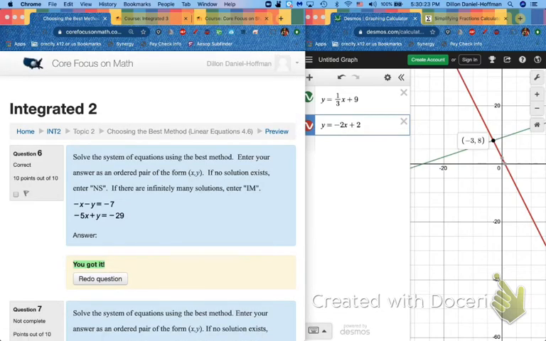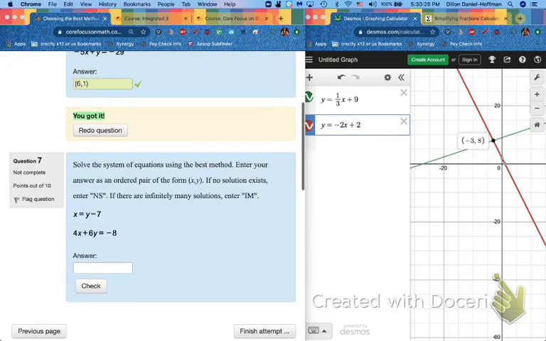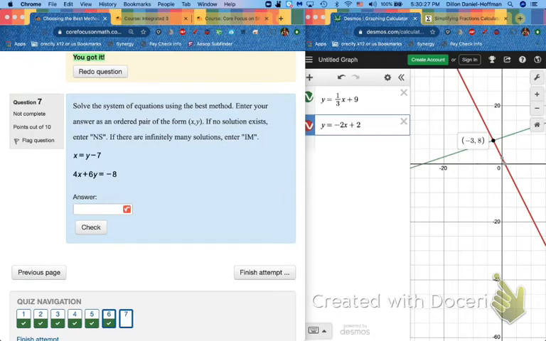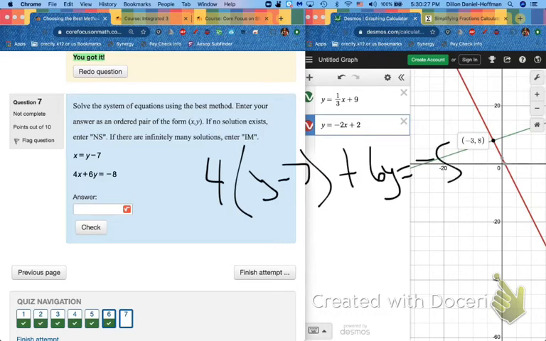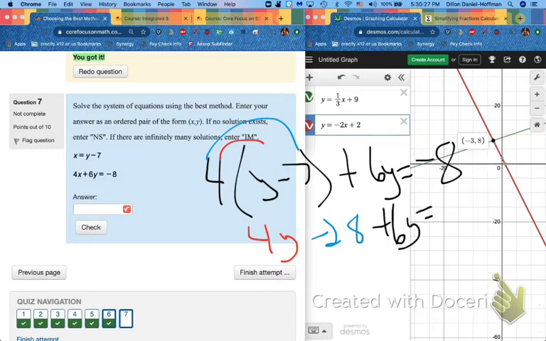And finally, I assume we're going to do a substitution problem. Indeed we are. So I'm going to rewrite the standard form equation, but x is y minus 7, so instead of x, I'm going to write parentheses y minus 7 plus 6y equals negative 8. Then I use my distributive property, little rainbow. 4 times y is 4y. And then in blue, 4 times negative 7 is negative 28. Plus 6y is negative 8.